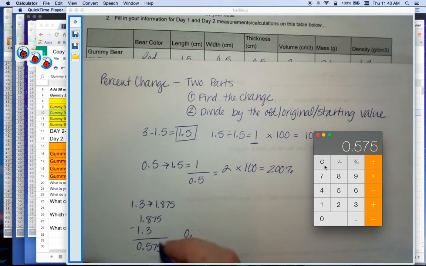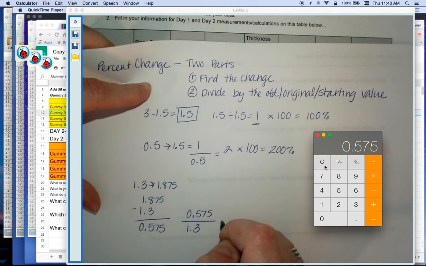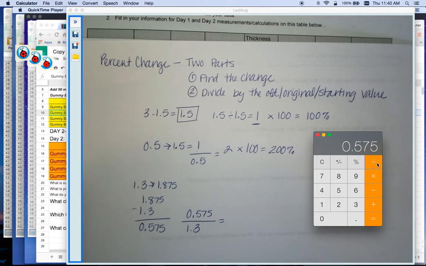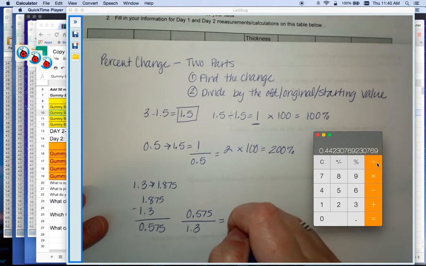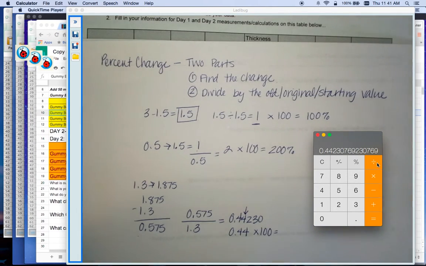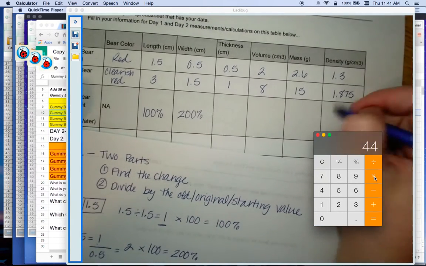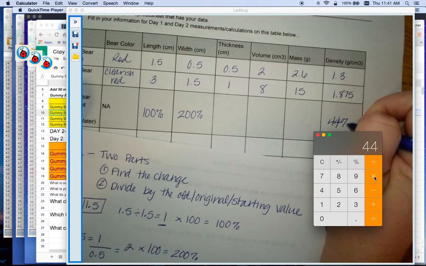I'm going to take this number, on my screen, my bad, 0.575 divided by my original number, which I go back up here, it's 1.3, divided by 1.3. So 0.575 divided by 1.3 gives me, here we go with the decimal, 0.44230 and so on. I want to go to the second decimal point, so I'm going to go 0.44. 0.44 is not a percent, so to take this into a percent, I need to multiply by 100. 0.44 times 100 equals 44%. So my percent increase for density is 44%.